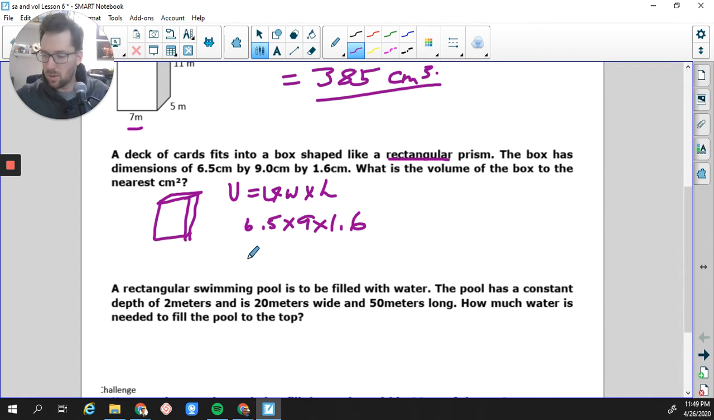Let's throw that in the calculator. 6.5 times 9 times 1.6 equals 93.6 centimeters. What? Yes, cubed. I know that you answered, so it's okay.